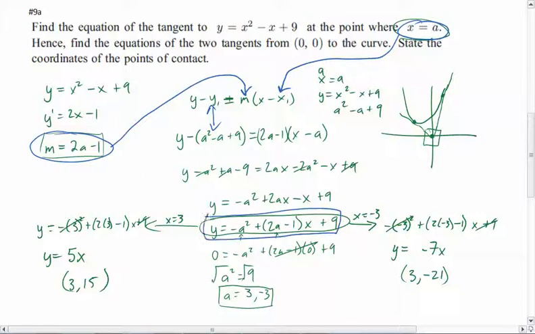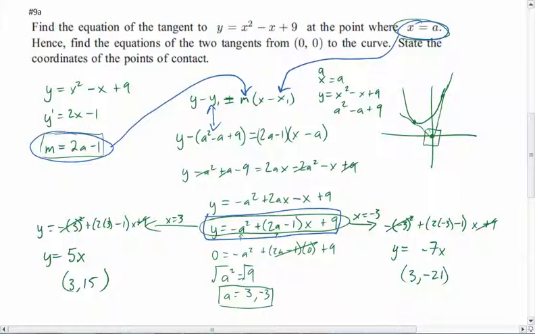Now, that was helpful once we then said that we were finding the tangents from 0, 0, because we put 0, 0 in for x and y. We were able to solve for a. We were able to find the two values for a that would give us tangents. Once we had those x values, we could plug them in for a, which then gave us this equation for the positive 3, which simplified to y equals 5x. And when we put the negative 3 in, it went to negative 7x.